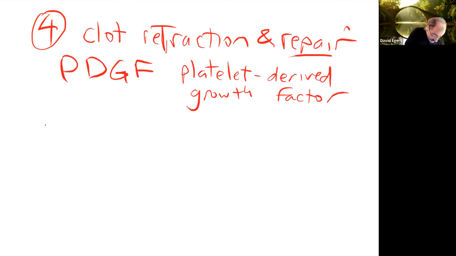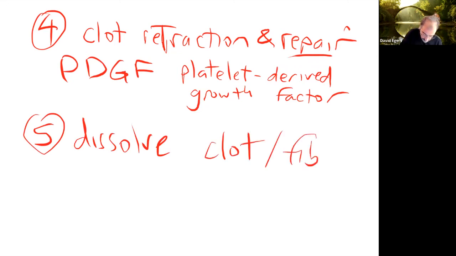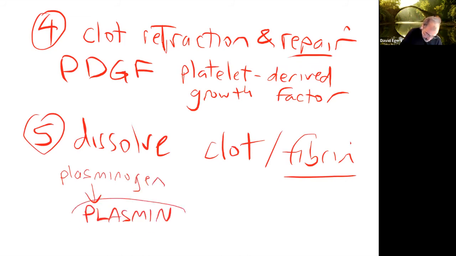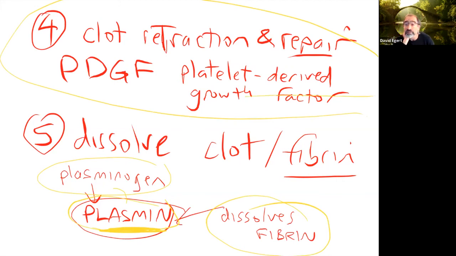The final part is going to be dissolve the clot. So, once your cut is healed, you can throw your Band-Aid away. So this part involves another plasma protein called plasminogen, which becomes plasmin, and plasmin dissolves fibrin. So that's the final step: you convert plasminogen to plasmin, plasmin dissolves the fibrin, everything's already been healed, so now we're back to where we started, everything's cool.